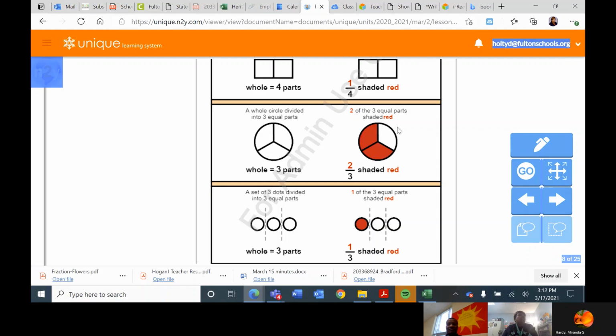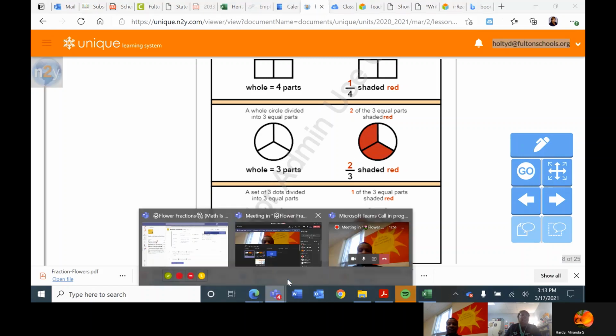All right. So today I sent home some fraction flower parts, and we're going to make our own fraction flowers. So let me unshare my screen for a second so that you can see what I'm going to do. Okay, 1 second.